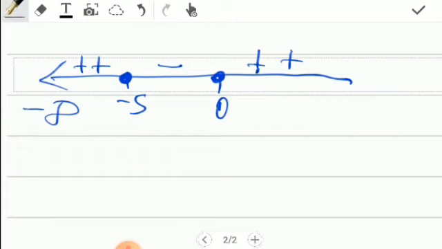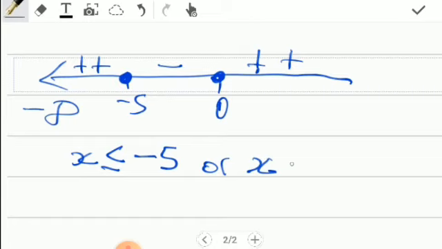How do we represent these? We can represent this using inequalities. Here are our responses: x is less than or equal to negative 5, that's one of the answers, or x is greater than or equal to 0, that's another one of our responses. So we got two responses.